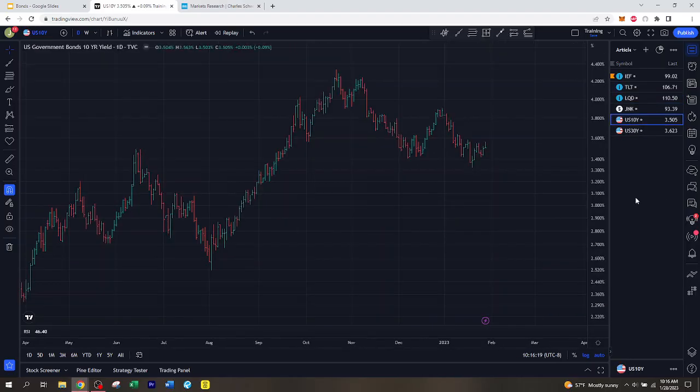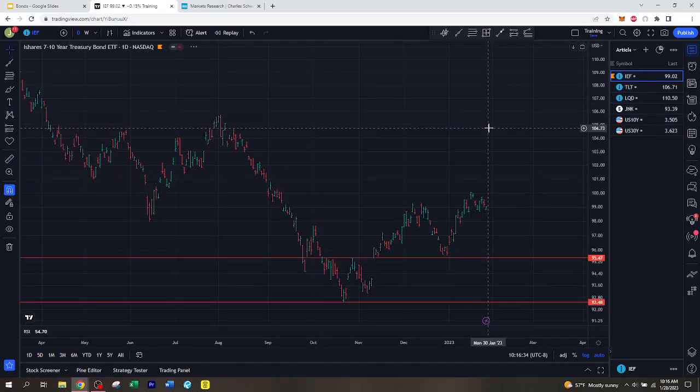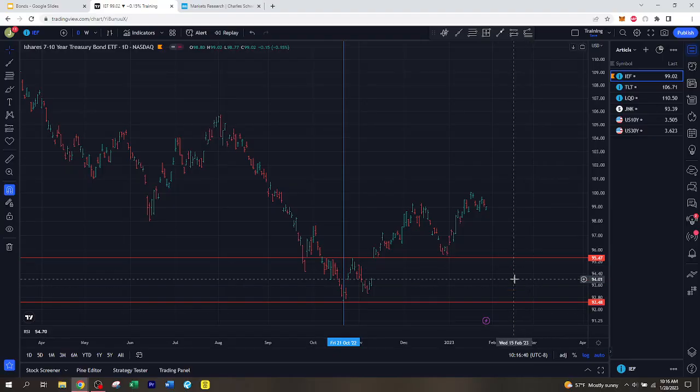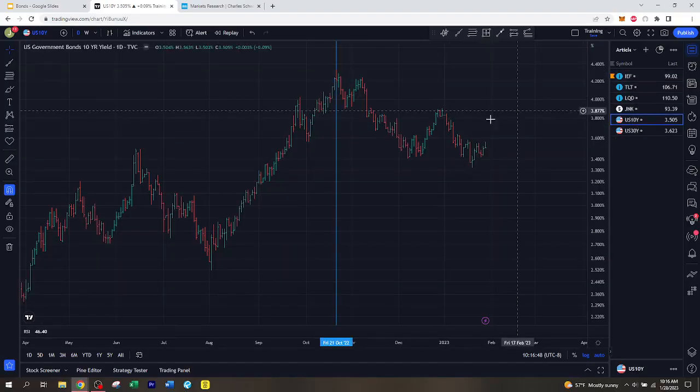So looking at the 10-year yield, you should notice something between this 10-year yield and the IEF. In October of 22, the yield made its highest high that we see. In October of 22, the bond ETF made its lowest low we've seen. So this is the inverse relationship between bonds and bond yields. And that is very clearly seen just by looking at these two different charts.